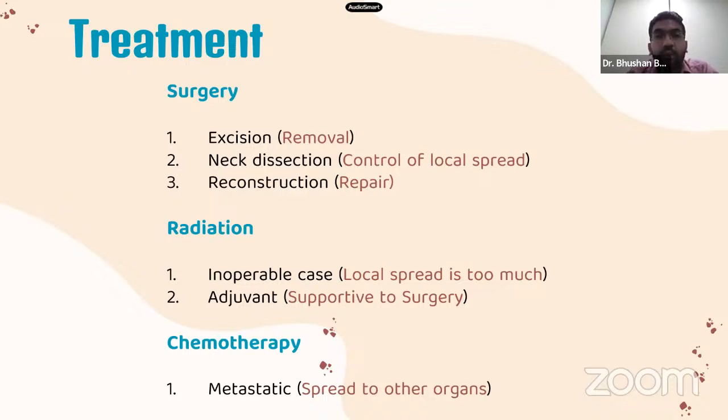Surgery is only possible in lung cancer patients for around 20 to 30% of cases only, because of these reasons. So I would request everybody to stay away from tobacco and its products.